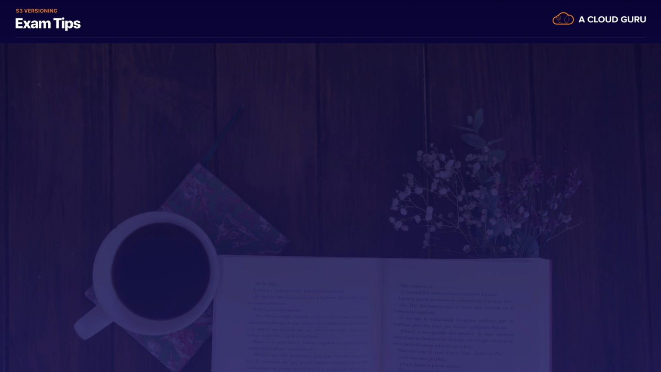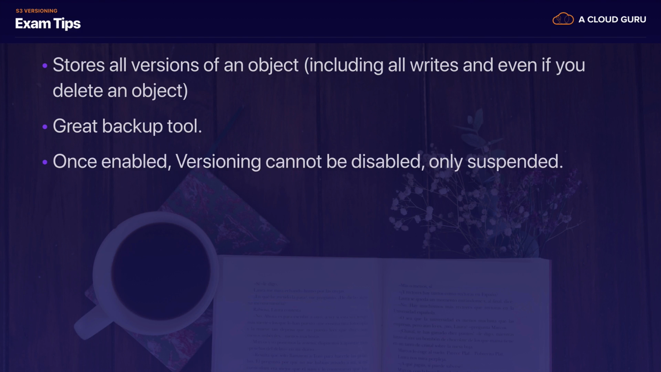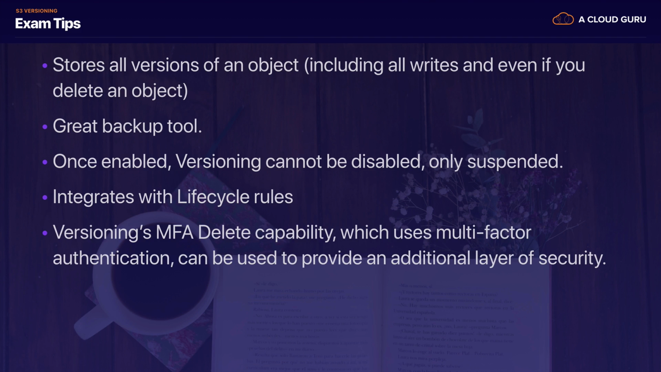So let's go to my exam tips. What are my exam tips? Well, just remember that versioning stores all versions of an object, including all writes, and even if you delete an object, it's going to place a delete marker over that object, but the versions that existed before it will still exist. It's a fantastic backup tool, and once enabled, versioning cannot be disabled, it can only be suspended. It integrates with lifecycle rules, which we're going to look at in the very next lecture.